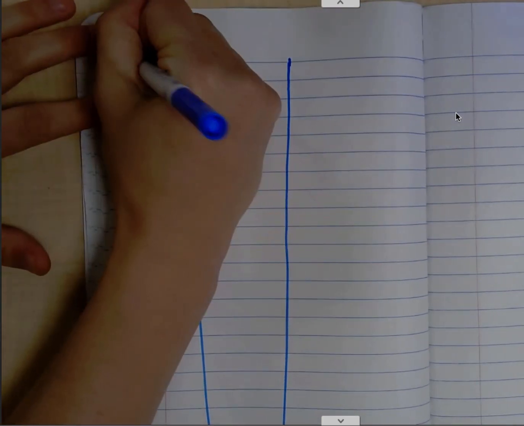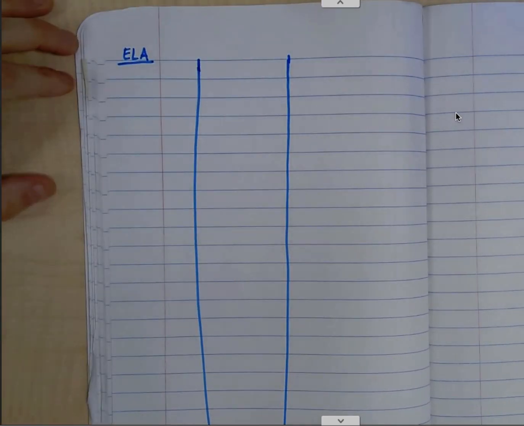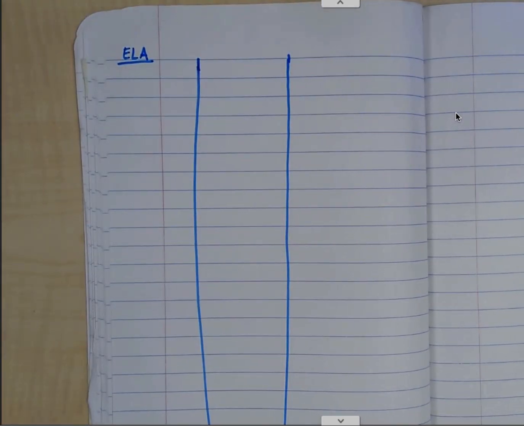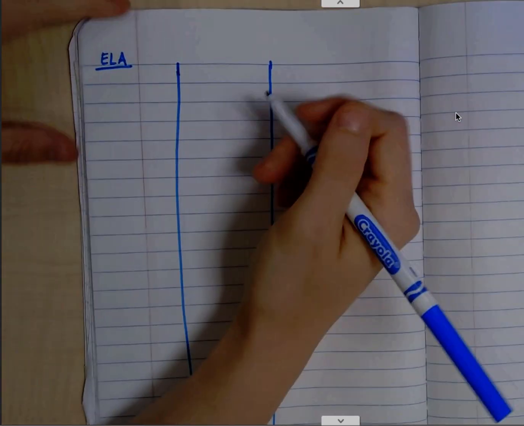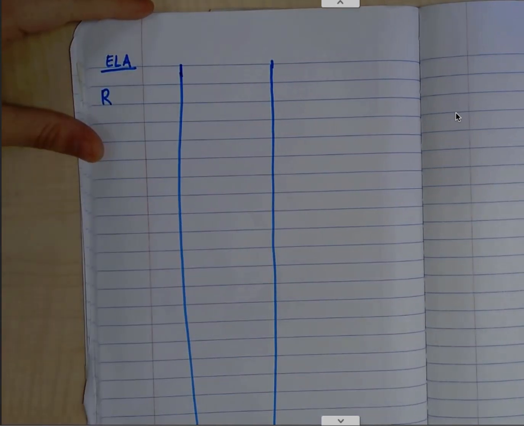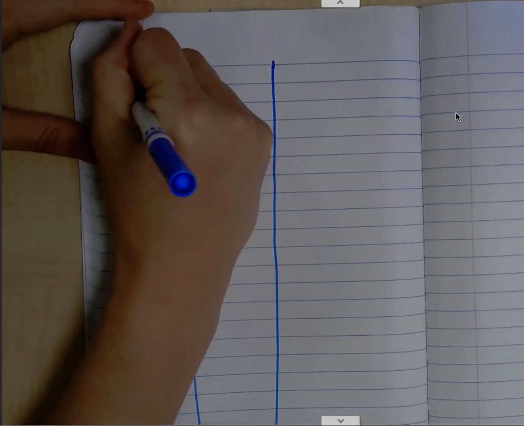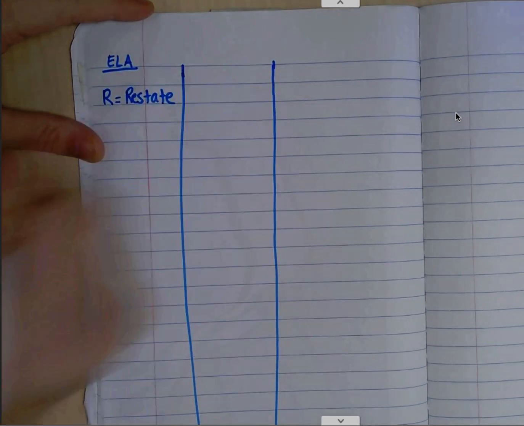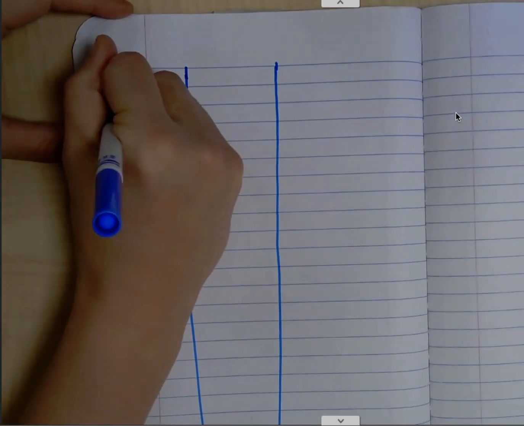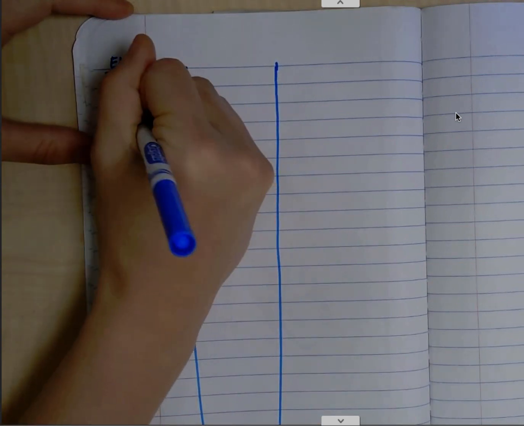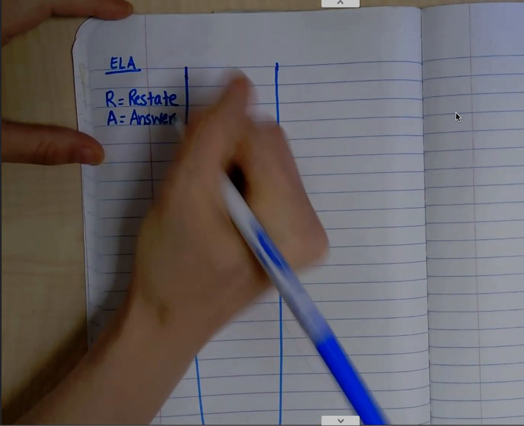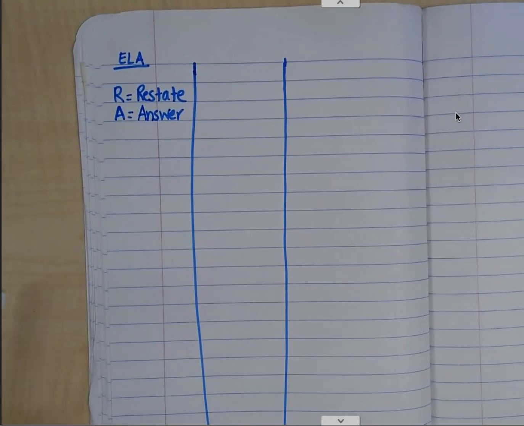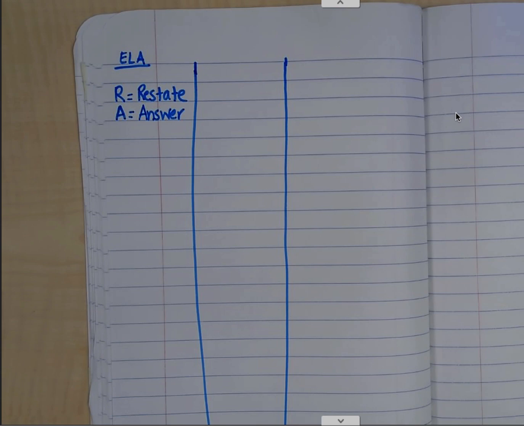So I'm going to write ELA. So in ELA, when she's talking about writing different things, you've got what we call the race. And so we know that the R should stand for restate, and you should be writing this down. And we know the A stands for answer. So when you're trying to write something in ELA, we know that she wants you to have the first parts of race. So restate your answer. Well, in science, we just call that claim.